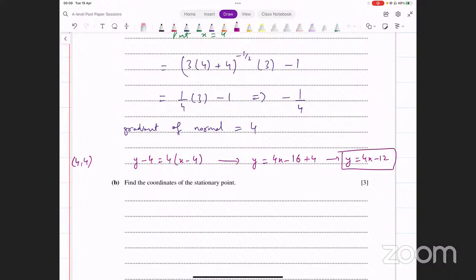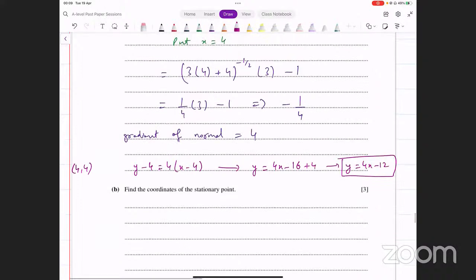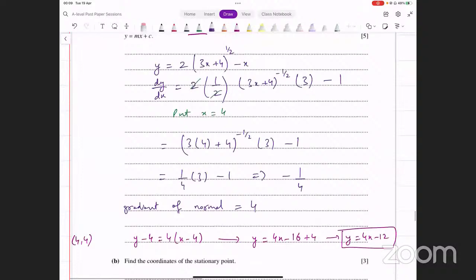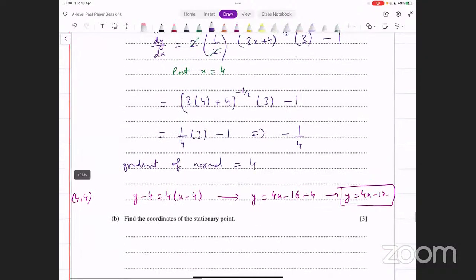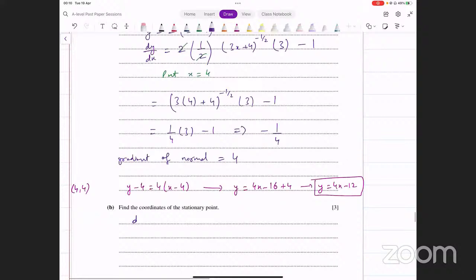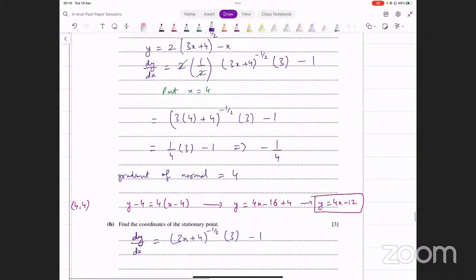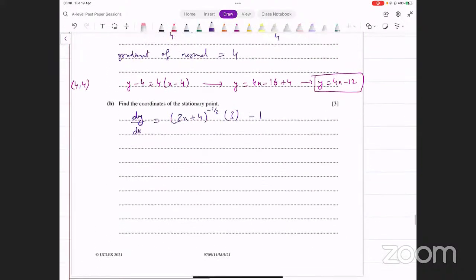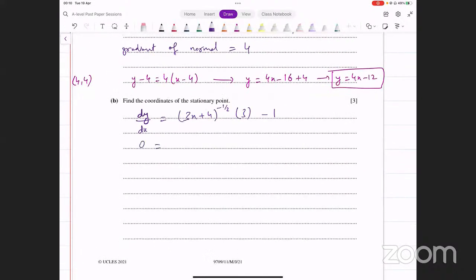Okay. Find the coordinates of the stationary point. Stationary point में turning point find करना है. Turning point पे क्या होता है? Derivative 0 होता है. We've already found the derivative in the previous part. Let me just copy that down here. dy by dx क्या हमने निकाला है? That's 3x plus 4 whole raised to power minus 1 over 2 into 3 minus 1. ये हमारा derivative था. Stationary point चाहिए, इसको 0 से equate कर देते हैं.